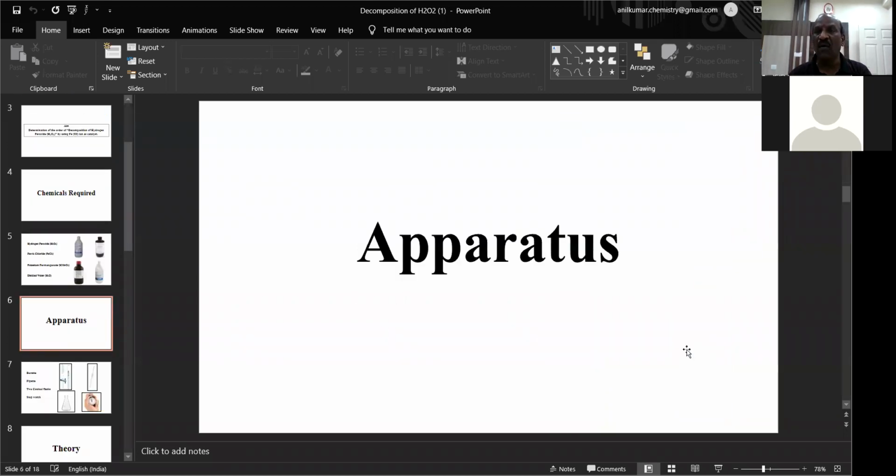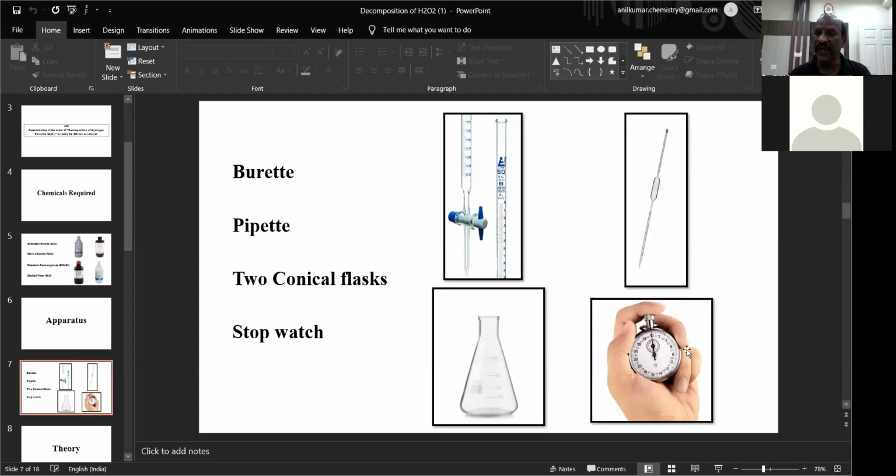Next, the third one is operators. So what operators are we going to use in this experiment? Burette, pipette, very familiar, and two conical flasks and a stopwatch. Or you can use your cell phone or wristwatch. So here you see these four are very important. These are the operators. This is the burette, and this is the pipette. Conical flask: we can take two conical flasks, 100 ml and 250 ml.